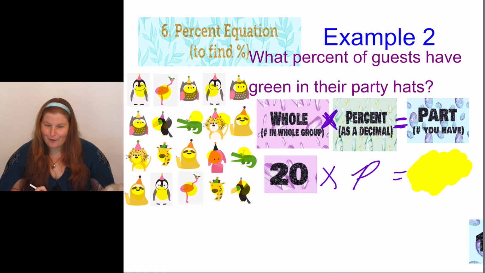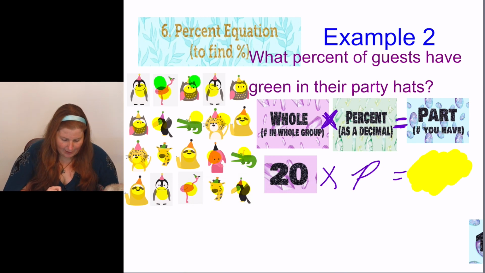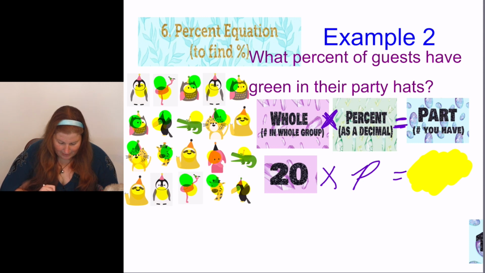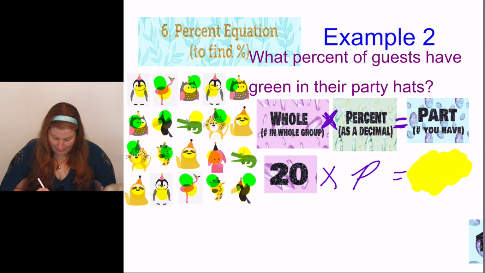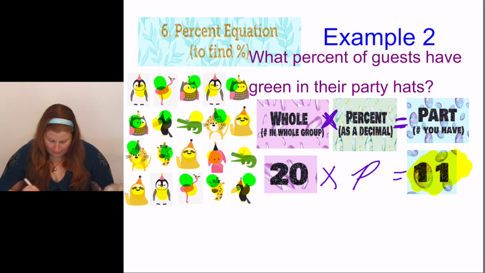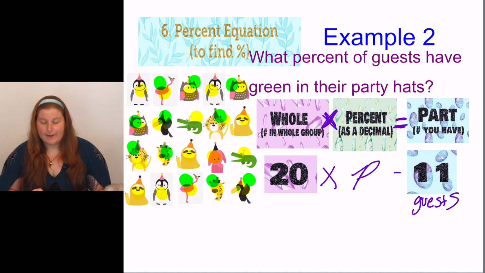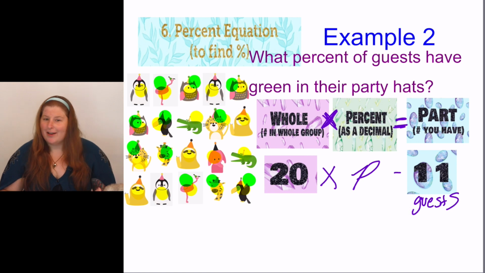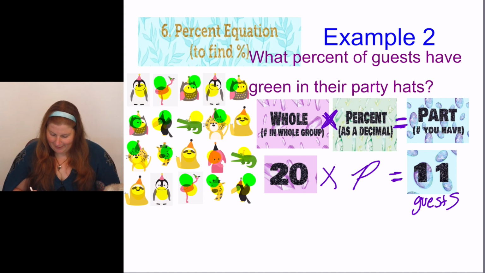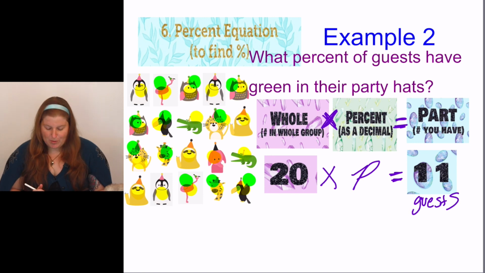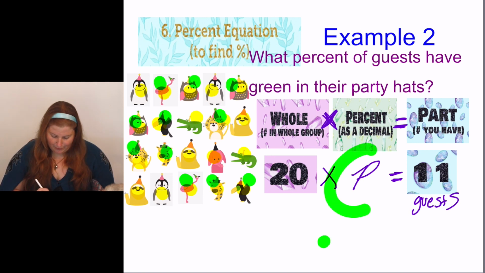So let's count how many of our friends at this party actually have green in their party hats. 1, 2, 3, 4, 5, 6, 7, 8, 9, 10, 11. So party guests that have green in their party hats is equal to 11 guests. So 20 guests in all times a percent of that population that has green in their hats is equal to 11 guests.